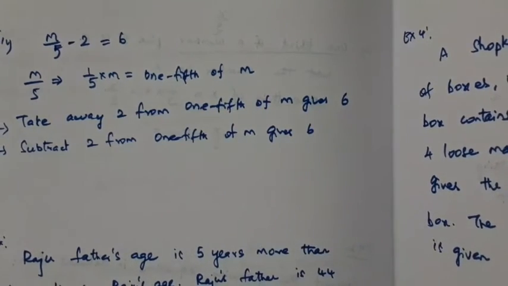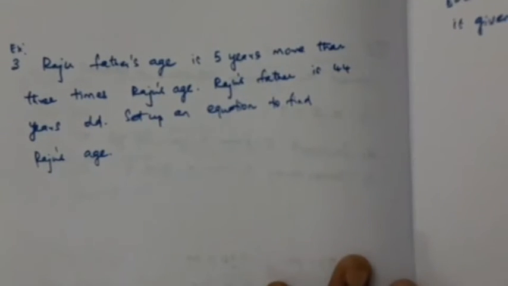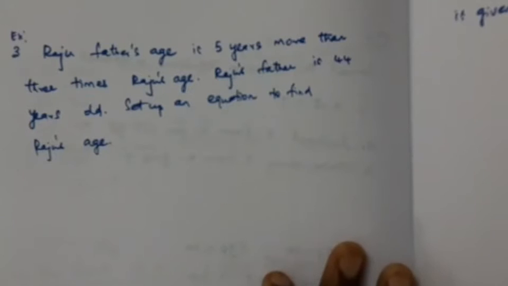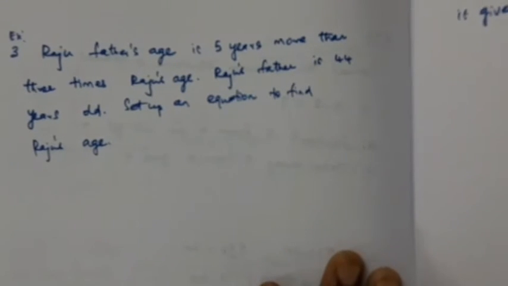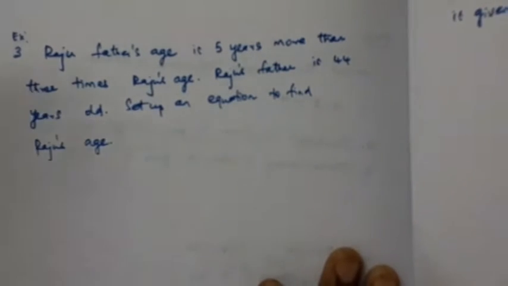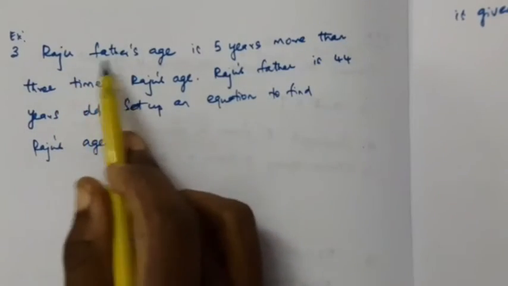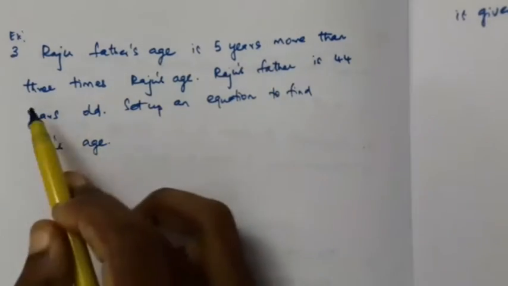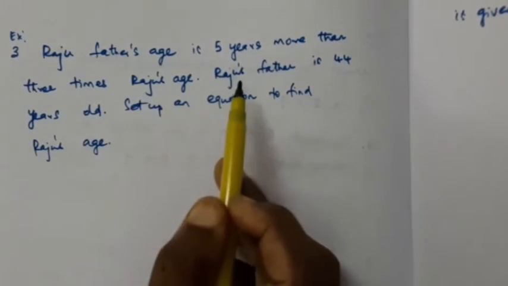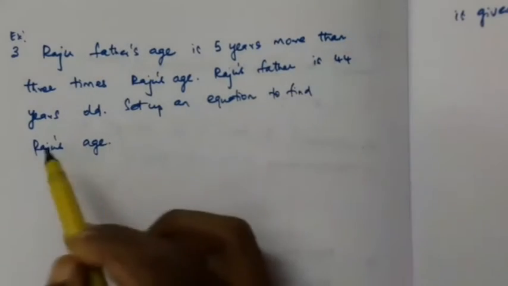Okay. Now we will go to the next problem. Raju's father's age is 5 years more than 3 times Raju's age. Raju's father is 44 years old. Set up an equation to find Raju's age. Now first here, Raju's father's age is 5 years more than 3 times Raju's age. Raju's father is 44 years old.